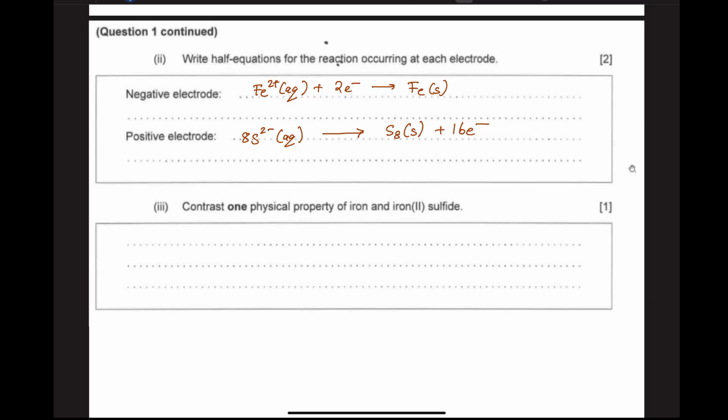Now coming to part 3, we have to contrast one physical property of iron and iron 2 sulfide, right? So iron is a metal, so it will be a good conductor of electricity. While iron 2 sulfide in solid state is an ionic compound, or you can even say it's a polar covalent compound because it will have polar covalent character. So it will not be a good conductor of electricity. Write it like this.